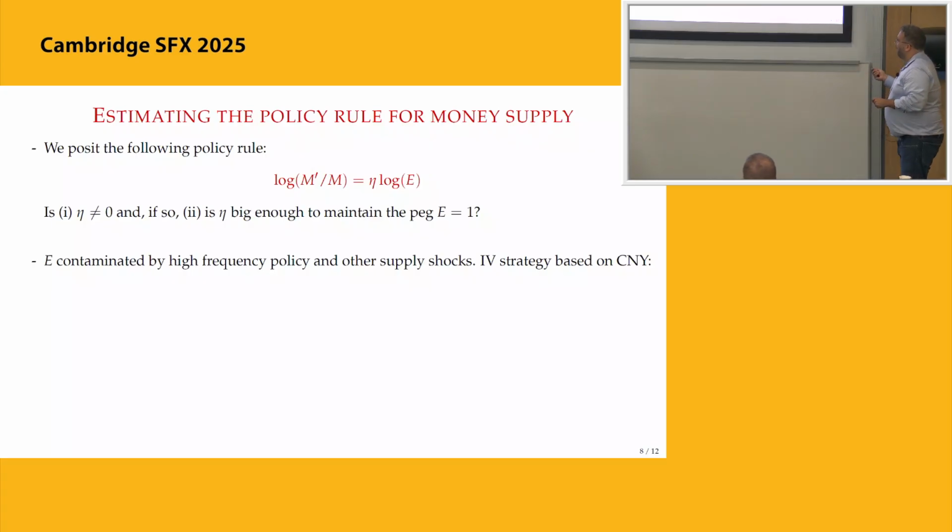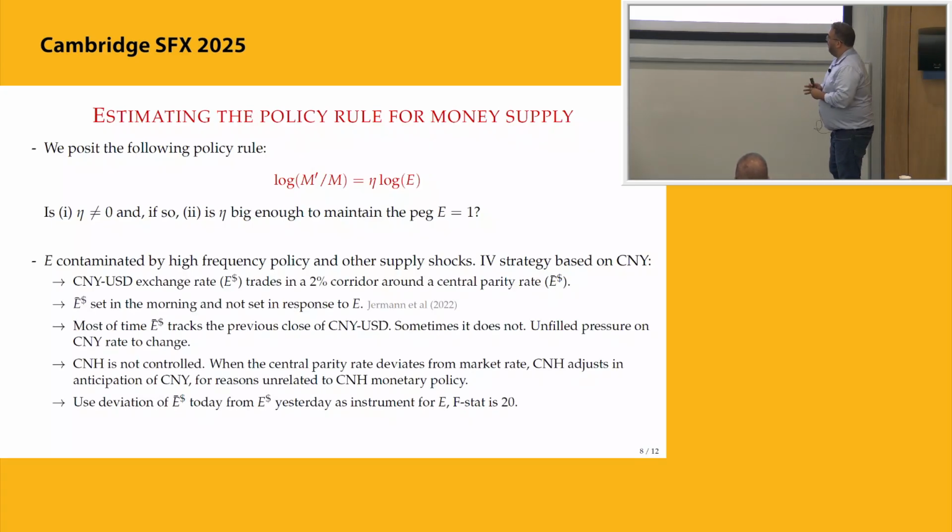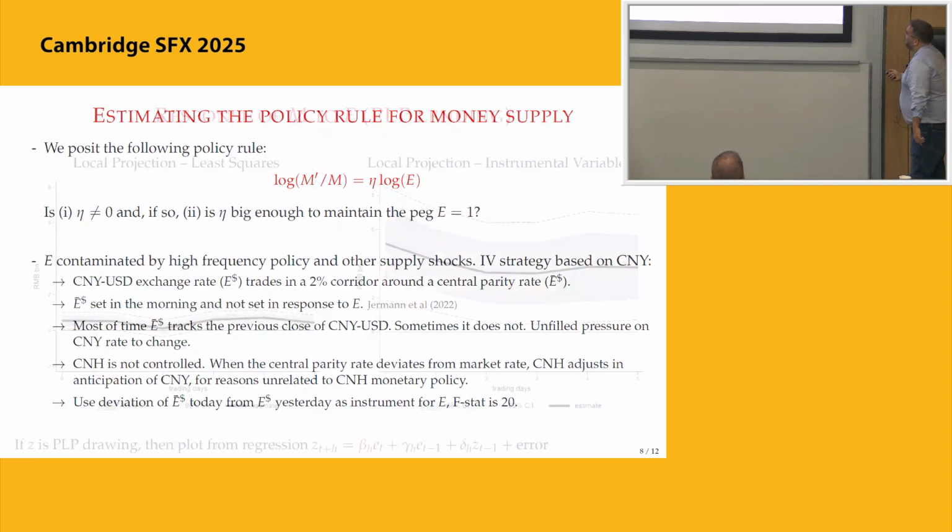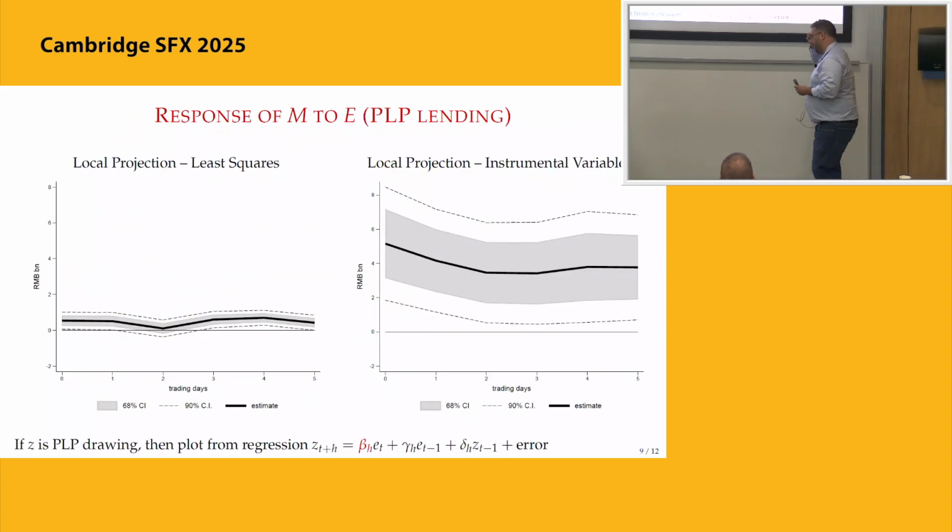So we have an instrument which I won't explain too much because I'm running out of time. But basically, we use how the CNY USD exchange rate is managed to get movements in E which aren't affected by M. That's how we do it. So if you look at this, this is our local projection responses. What we're seeing is that a 1% movement in the exchange rate is accommodated by a 5 billion yuan expansion in my demand. This is a least squares estimator.